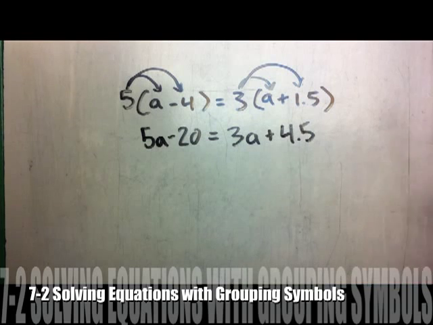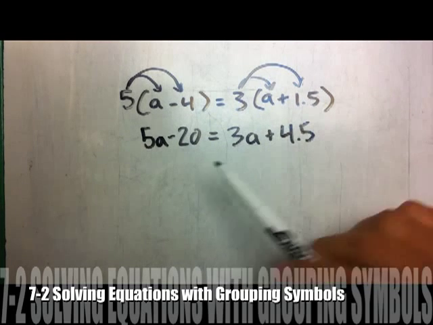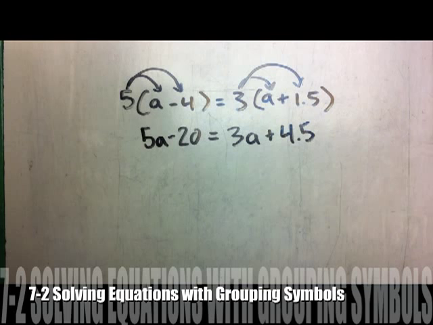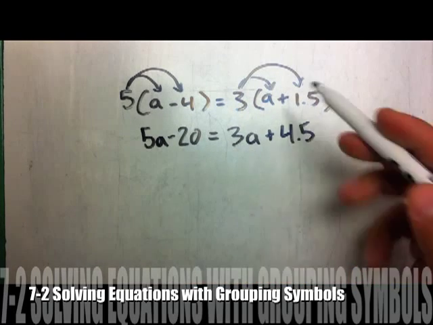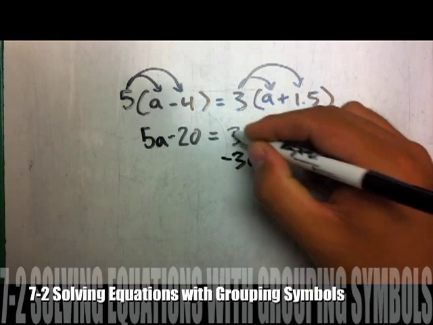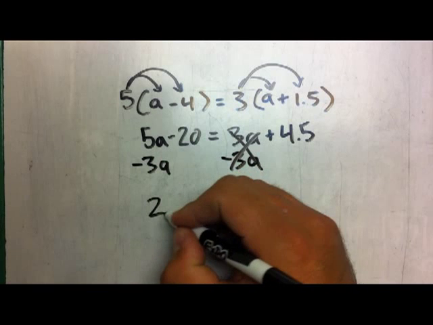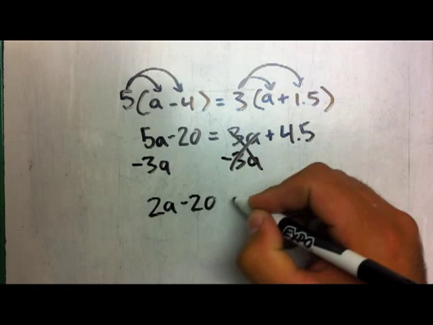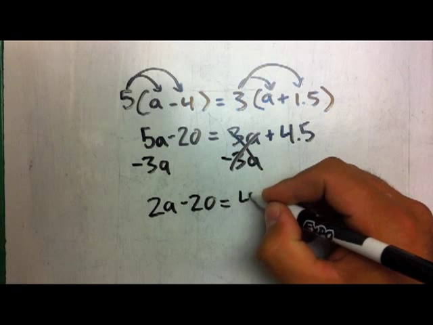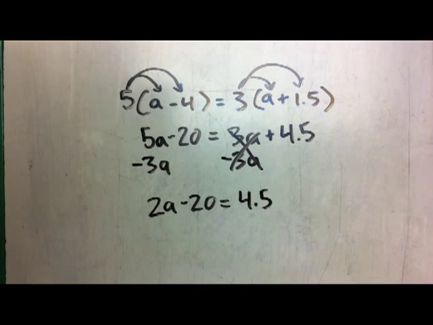Okay, so now I've kind of broken it down, and as you can see, I have the variables on both sides. I have constants on both sides. It's really back to square one because it's really just the same thing we did in 7-1. So like in 7-1, all you have to do is take away the smaller variable, which is 3a as opposed to 5a, so minus 3a. That cancels out. 5a minus 3a is 2a, minus 20 equals 4.5, which I'm left with on this side.